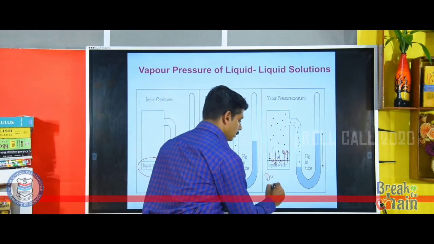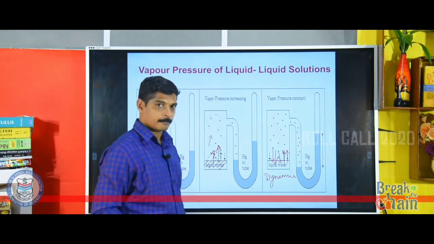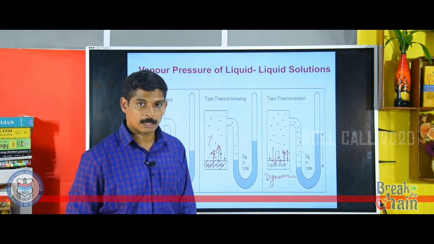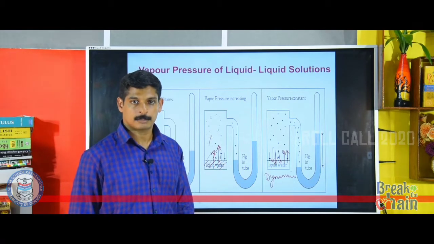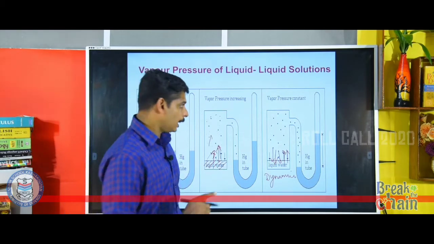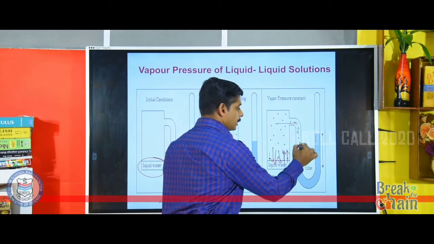It attained a dynamic equilibrium. So, what is the characteristic of dynamic equilibrium? All the measurable properties of the system will become constant. Clear? So, at this particular time, what is the pressure exerted by this vapor?